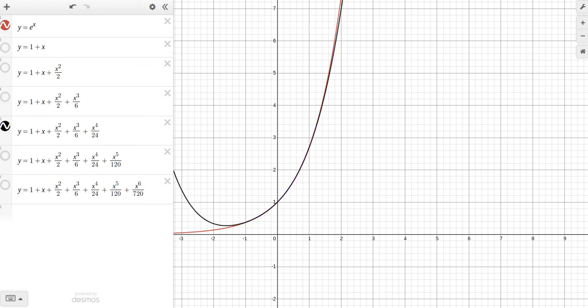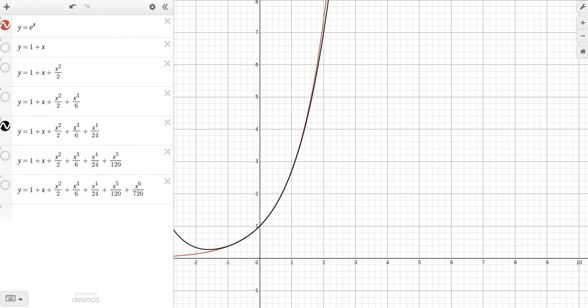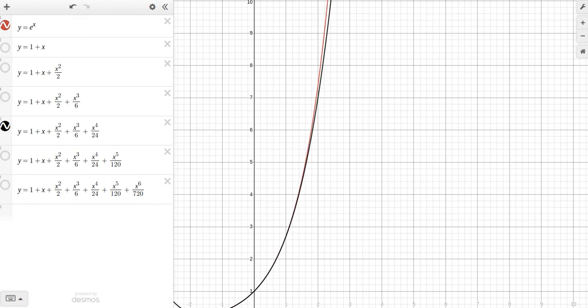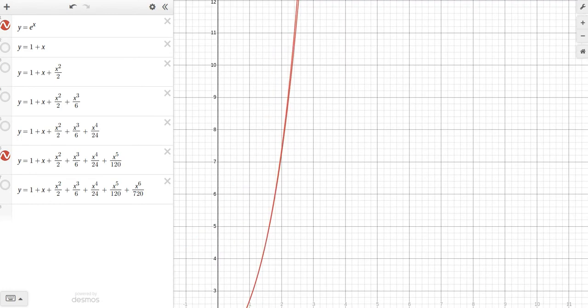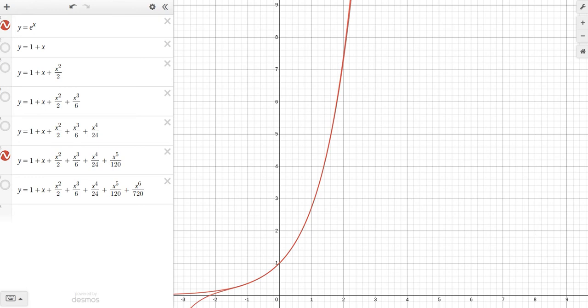Adding a fourth power gives us agreement pretty much almost until 1.6 or something, and then they start diverging. Then adding a fifth power gives us agreement a little beyond 2, but not too much.